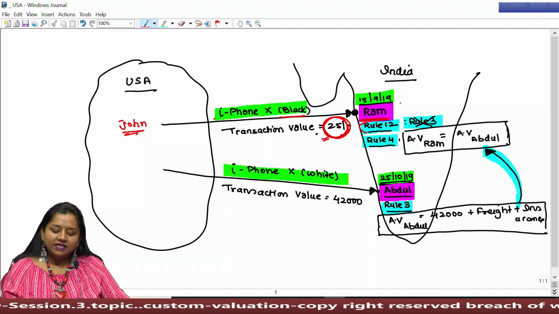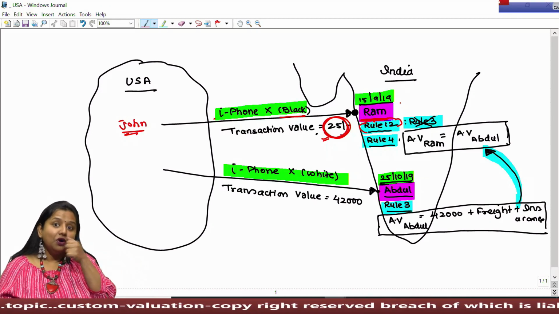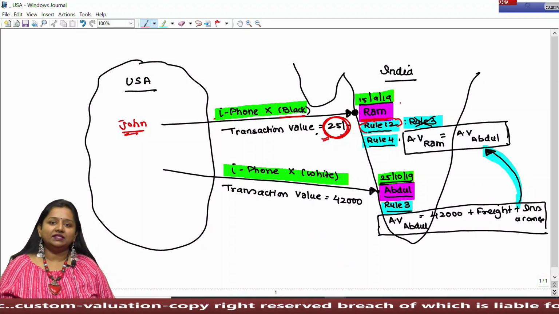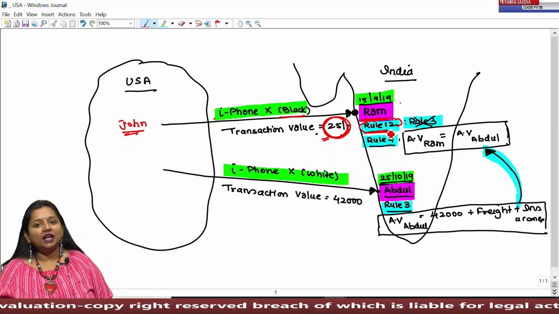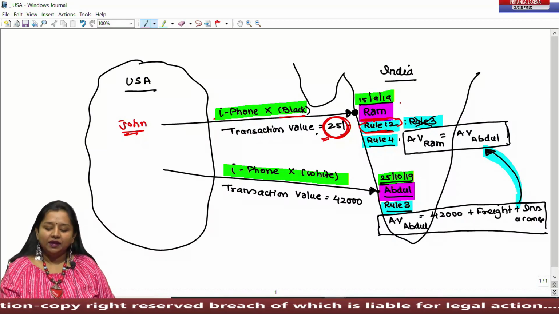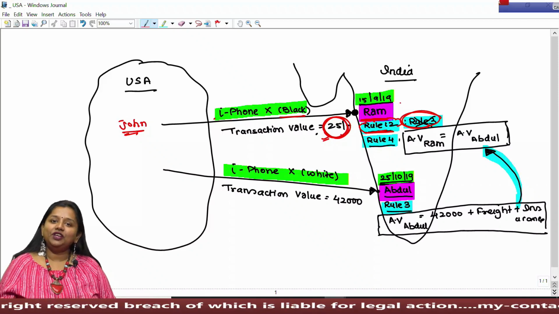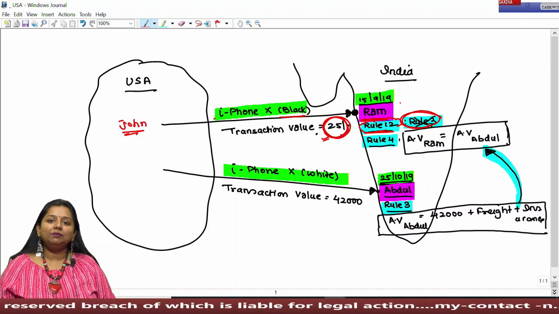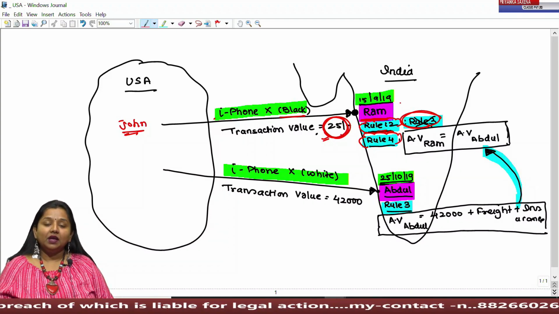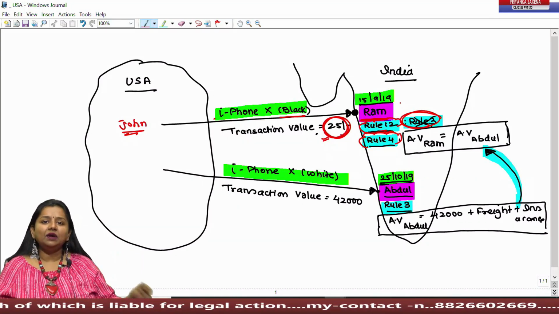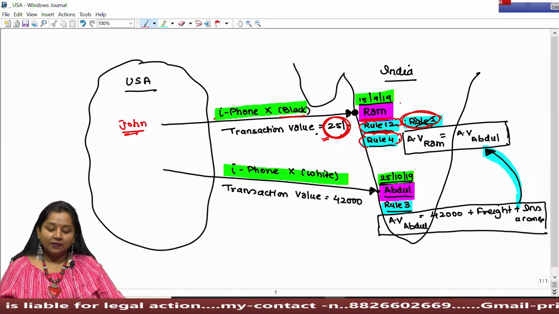Then the officer can reject the transaction value of rupees 25 for the purpose of computing assessable value under Rule 12. And if such value has been rejected under Rule 12, then Rule 3 can never be applied. And if Rule 3 cannot be applied, then by proceeding sequentially, its value shall be determined under Rule 4. Now, Rule 4 says to find out any identical goods which are imported at or about the same time.